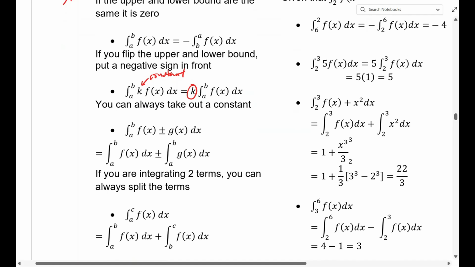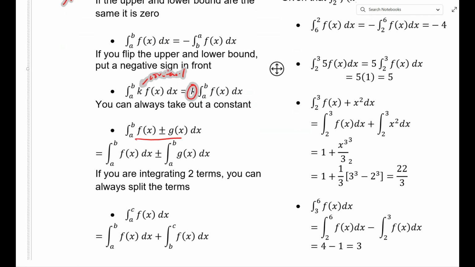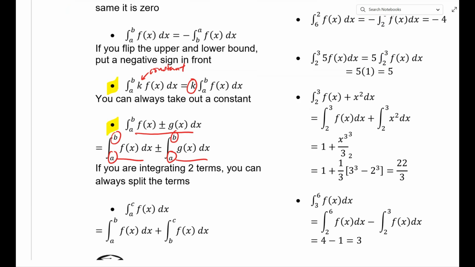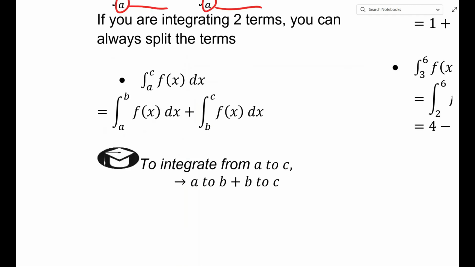Number 4, if you're integrating two terms, you can always split the terms. So instead of being lumped together in one integral sign, you can split it into two different integral signs following the same bounds. These two properties follow the same properties of your usual integration, so you should be familiar with it already. Now the last property, if you want to integrate from A to C, you can split your integrals up from A to B, then B to C.